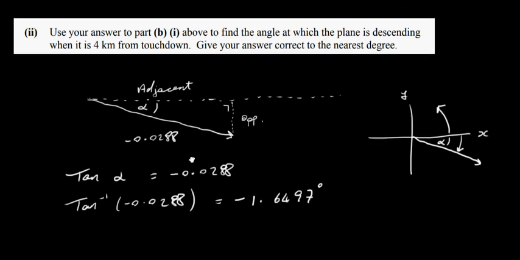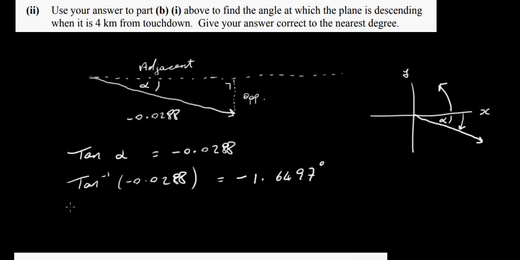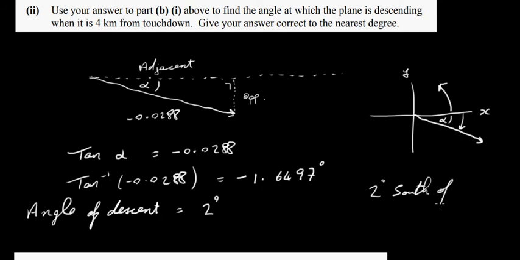So when we talk about an angle of descent, which is really what we're asked to do, we can say the angle of descent is equal to, now we've got to do this to the nearest degree, so this is really 2. If I round this to the nearest whole number, it would be 2. So we're talking about 2 degrees. The angle of descent is 2 degrees. Or if you're asked for the direction the plane is going, it would be 2 degrees south of east.